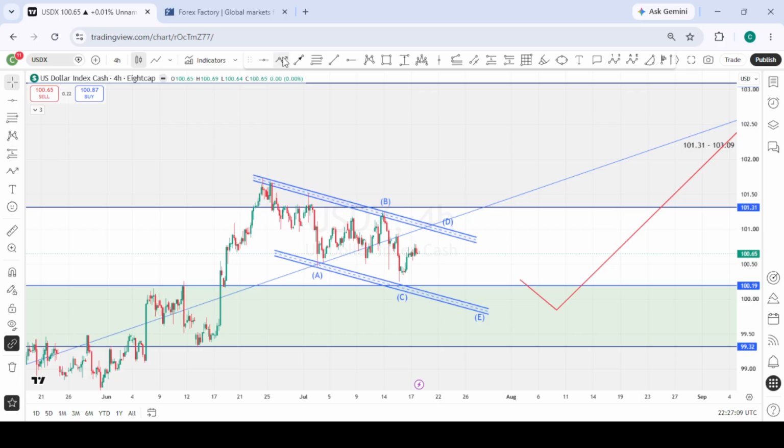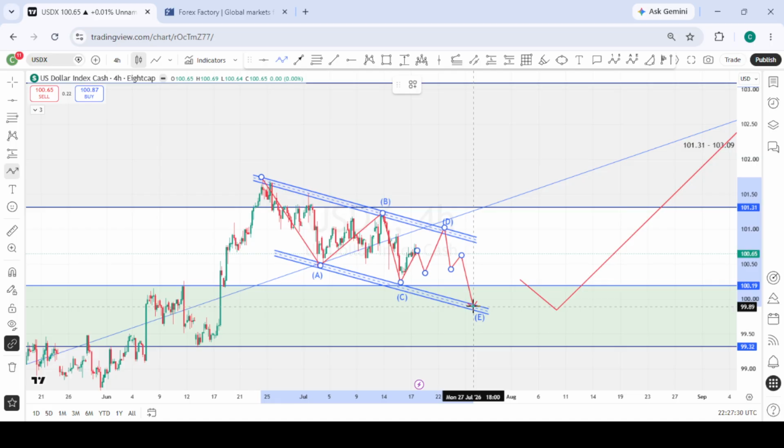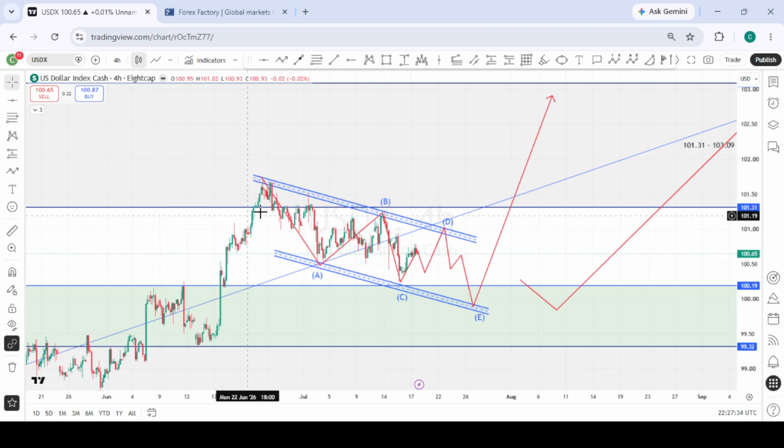The second possibility is if this move has already completed the B to C leg, then we're going to have something like this. It's going to be A, B, this is already our C, so we're going to have something like this. We get a second wave, then we get the D, then we come back, get another wave, 3 waves, then we get the E leg, then price takes off from there. So we just have to be patient.